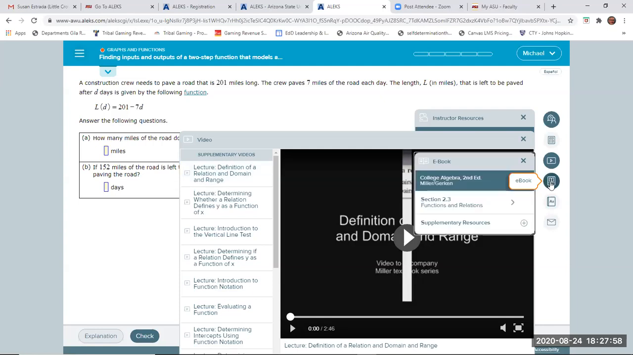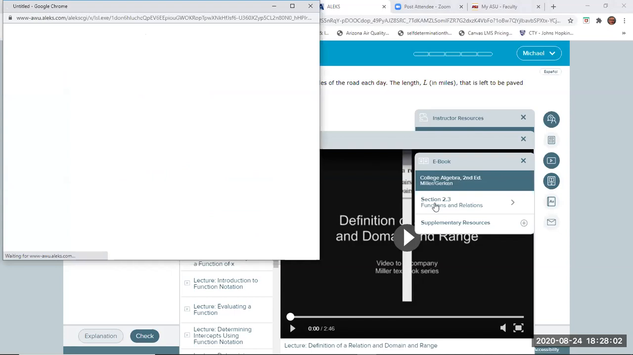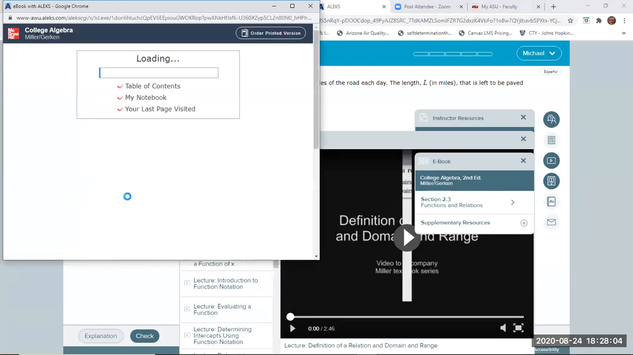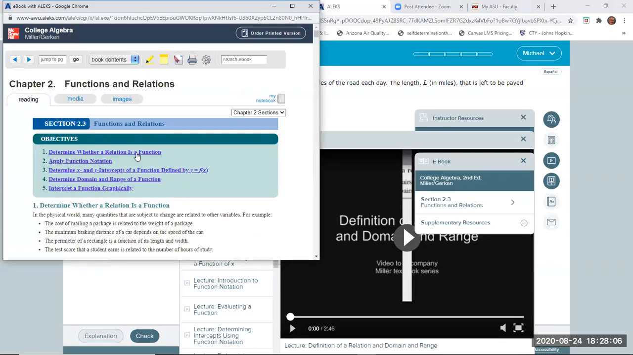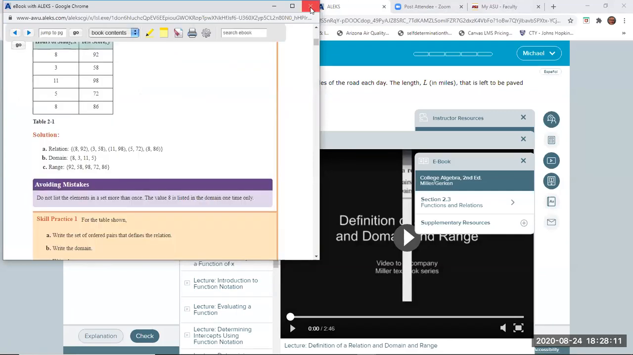There's also the ebook, and it will jump you into the place where you're currently working. So if you like reading the book, there's the ebook, and it's a resource.